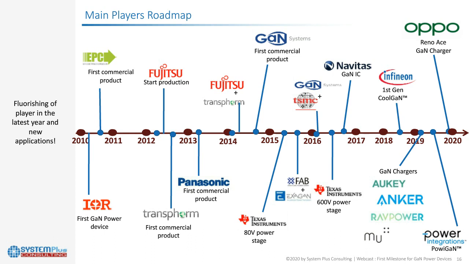The development of GaN has now already been going on for 10 years, but actually in the latest 3 years, we saw a real booming of new players entering this market, and finally some commercial applications such as the fast chargers.